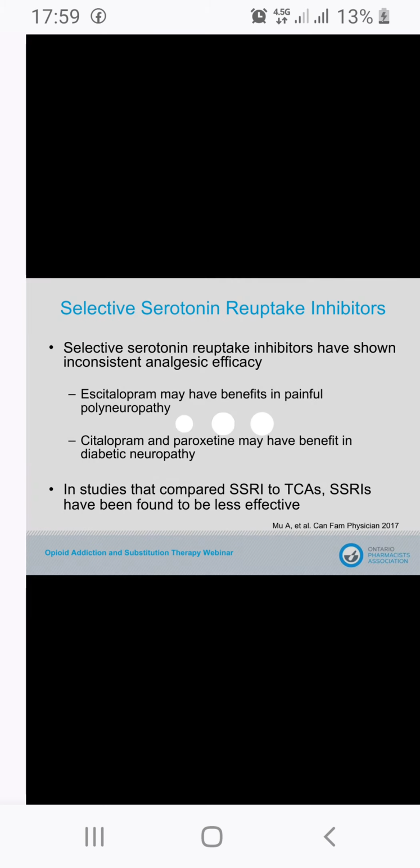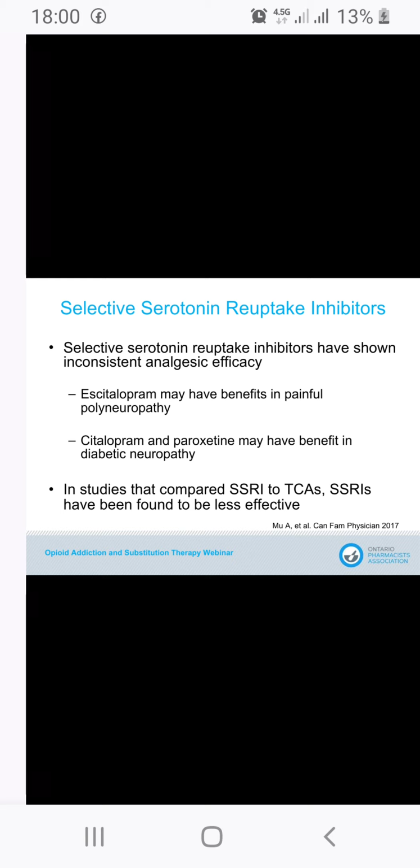And then lastly, to cap off the antidepressant class is the selective serotonin reuptake inhibitors, so your SSRIs. So really this class has shown very inconsistent analgesic efficacy. A couple of drugs within this class, such as escitalopram, have shown some benefit in painful polyneuropathy. Citalopram and paroxetine may have benefit in diabetic neuropathy. But to be honest, in practice, we don't use these agents when we're targeting neuropathic pain.